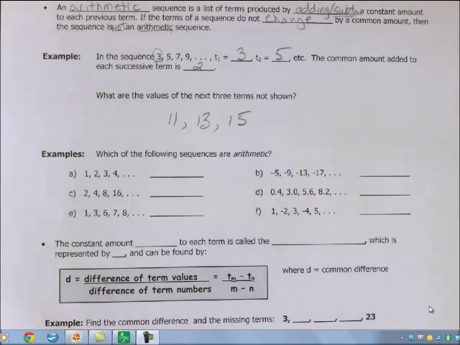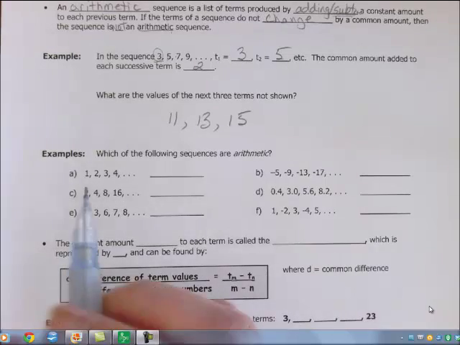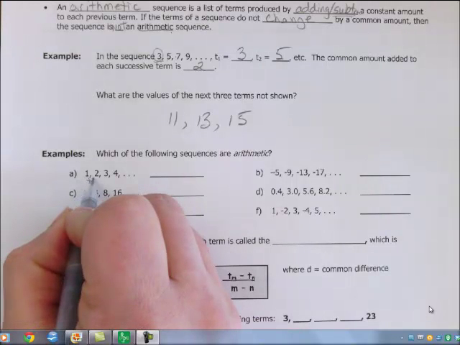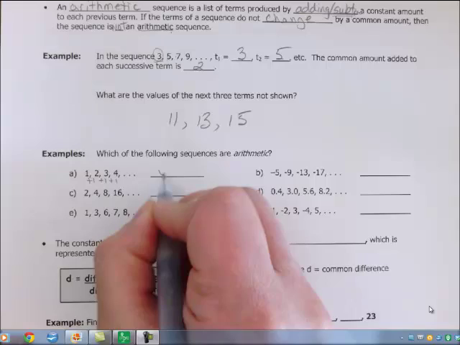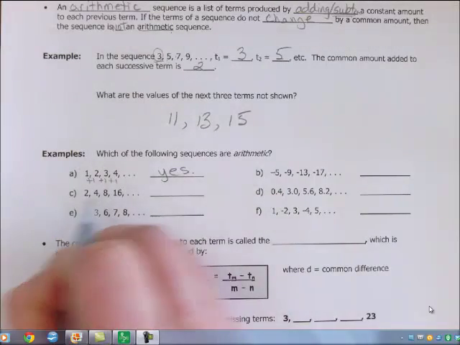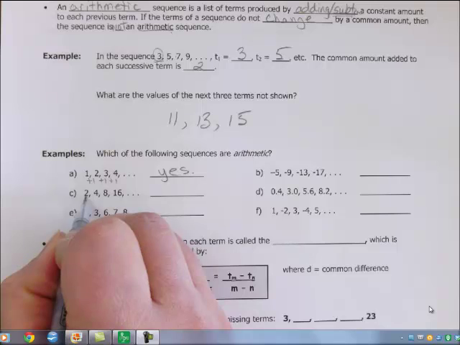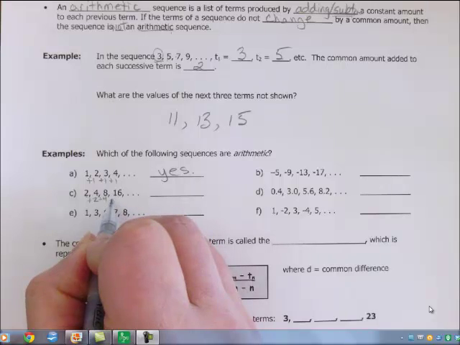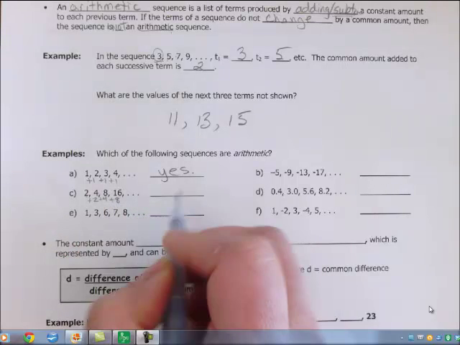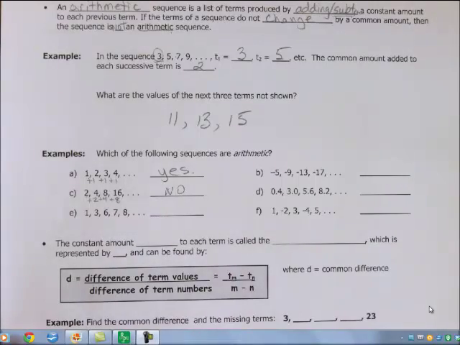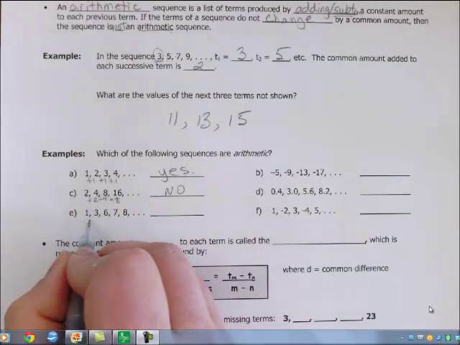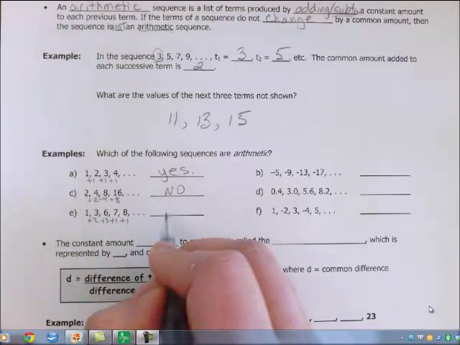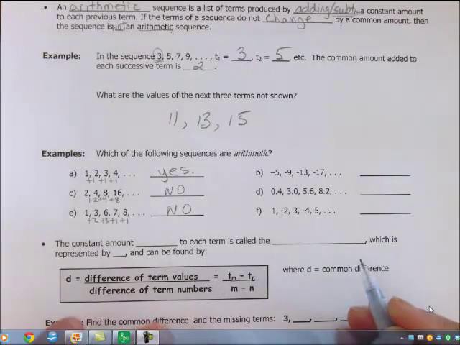Okay, so hopefully you actually did press pause and you did these questions. I'm going to run through them really quickly. For this one here, we add 1 to get to each next one. So that's, yes, arithmetic. This one here, how do we get to the 4? We add 2. How do we get to the 8? We add 4. And how do we get to the 16? We add 8. So this is not an arithmetic sequence. This one here, we add 2, add 3, add 1, add 1. So we also see that that's not an arithmetic sequence.